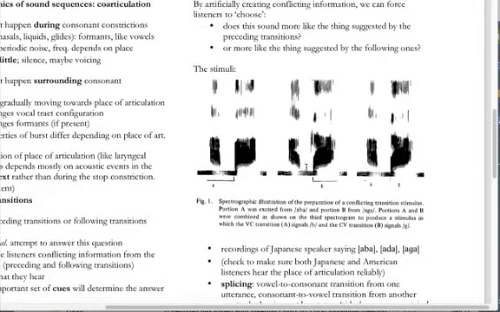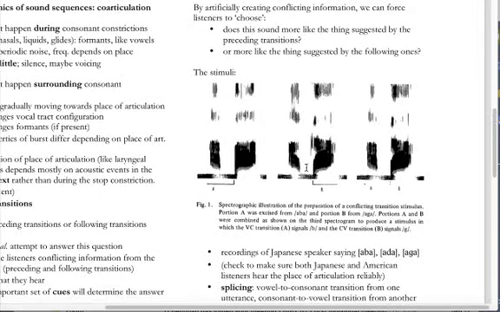But by artificially creating conflicting information, we can force listeners to choose between the two sets of cues. Does this sound more like the thing suggested by the preceding transitions, those VC transitions, or more like the thing suggested by the following transitions, those C to V transitions? And here is how Fujimura and colleagues did this. These pictures are spectrograms. They look a little bit different than the ones we get on our modern computers. This is from 1978, after all, but it's basically the same thing here.